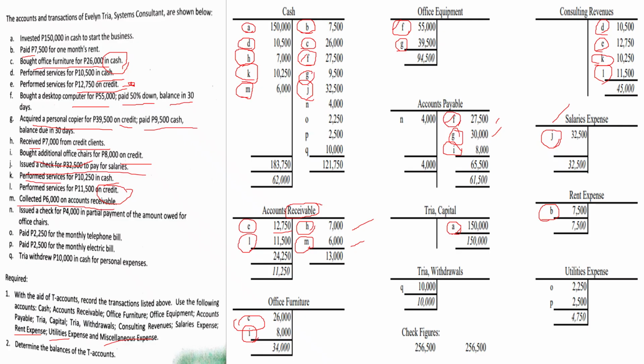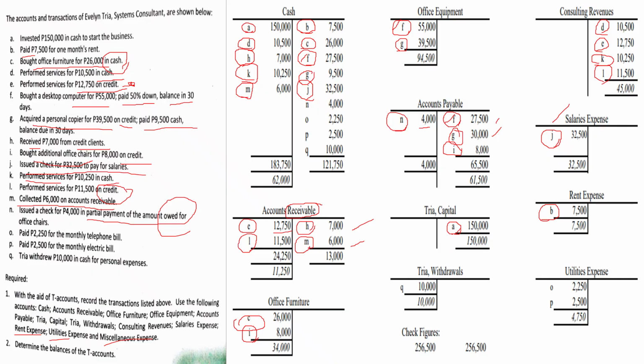Okay? Now let's proceed to letter N. N issued a check for 4,000. Take note, in partial payment of the amount owed. So when we say owed, it was our liability, right? We pay 4,000 from our liability. So we look at our liability account, which is accounts payable. Take note, liability will decrease on the debit side. So we debit letter N, 4,000.